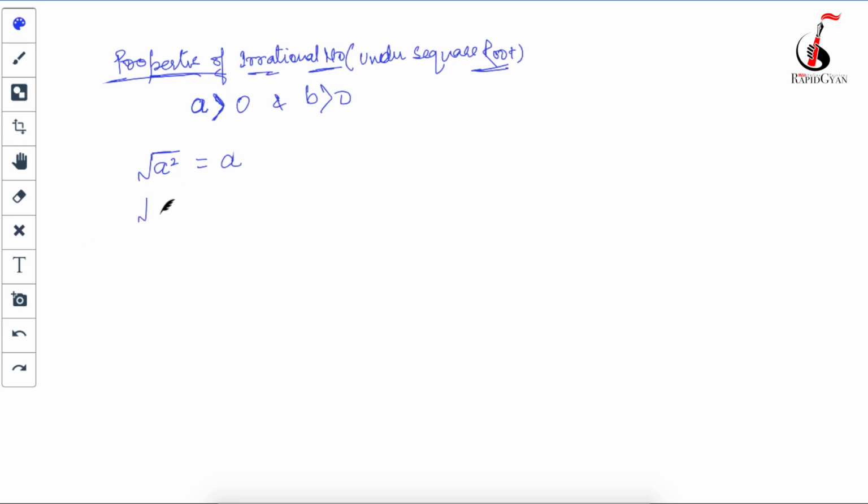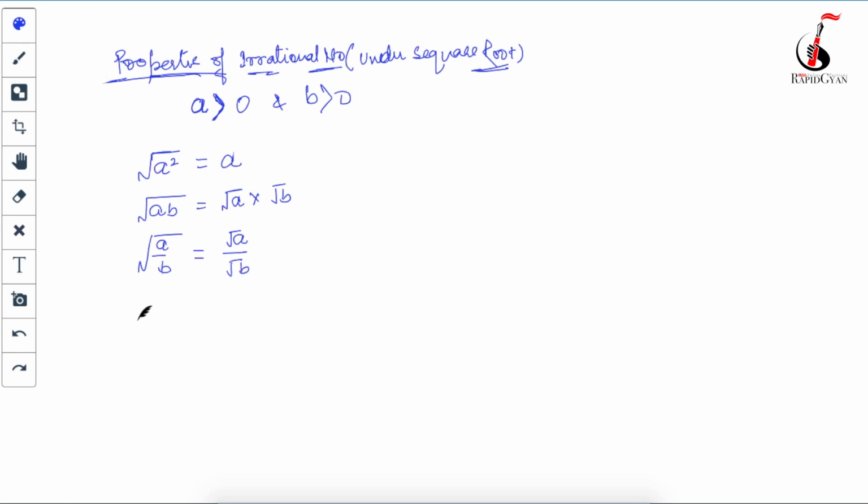If something is written under root ab, it means I can write it as under root a multiplied by under root b, or vice versa. If it's given under root a into under root b, I can write it as under root ab. Next, if something is written like under root a upon b, I can write it as under root a upon under root b.